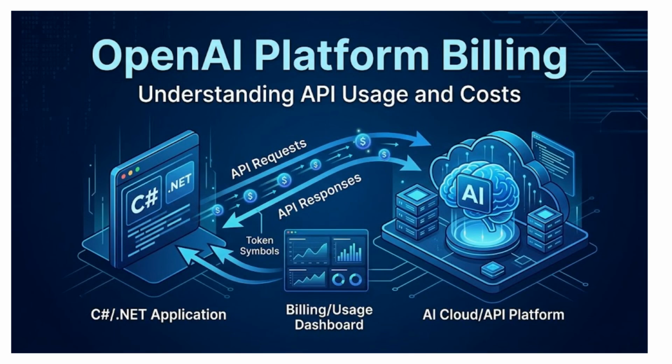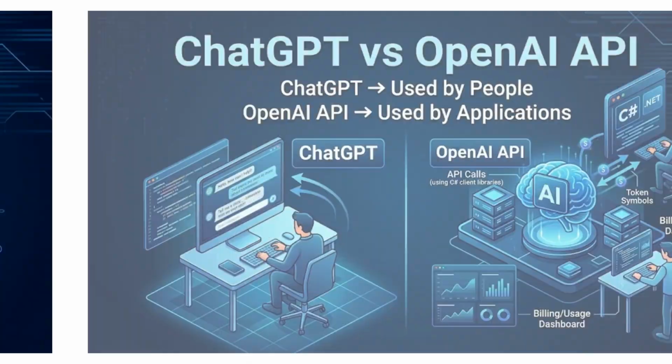Welcome to this lesson on OpenAI Platform Billing. When our C# application uses the OpenAI API, it sends requests and receives AI responses. This API usage consumes tokens, and those tokens can affect the cost. So, understanding billing helps us monitor usage and control our API costs.